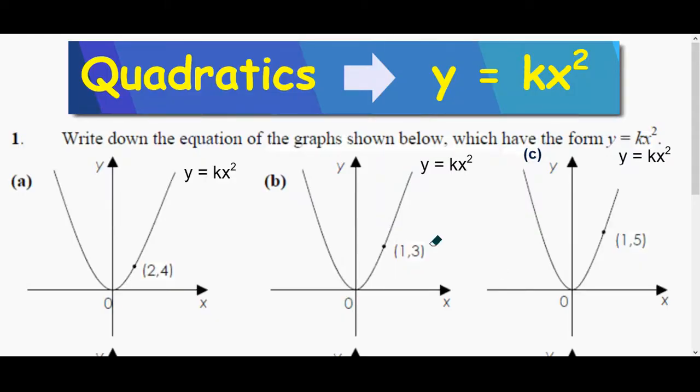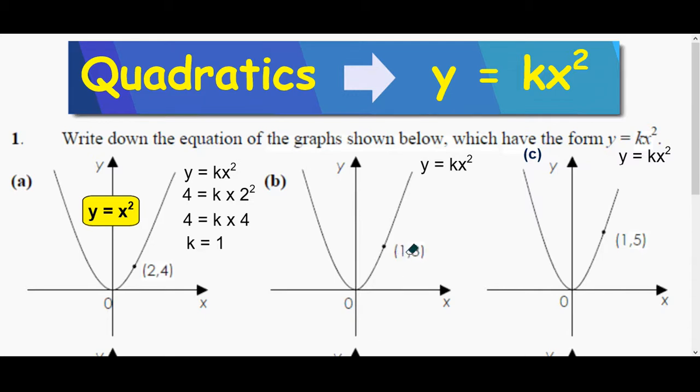Okay, let's try some more examples of the same thing. Each time we've got to work out the k value first and then write down the equation. I use the coordinate they give me to substitute in. The first number is the x coordinate, the second number is the y. So sub it in. 4 equals k times 2 squared. 4 equals k times 4. So that means k is just 1. So this graph is just y equals x squared.